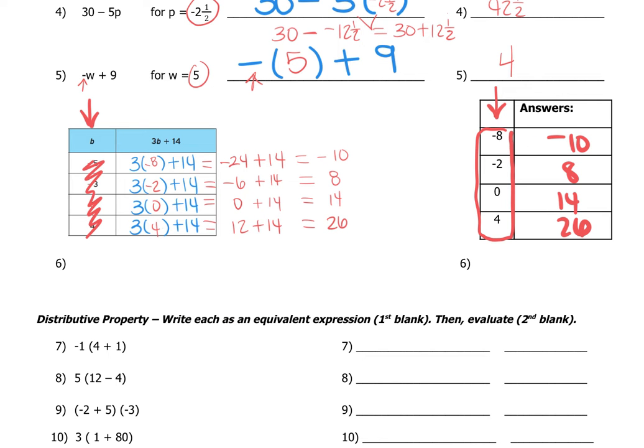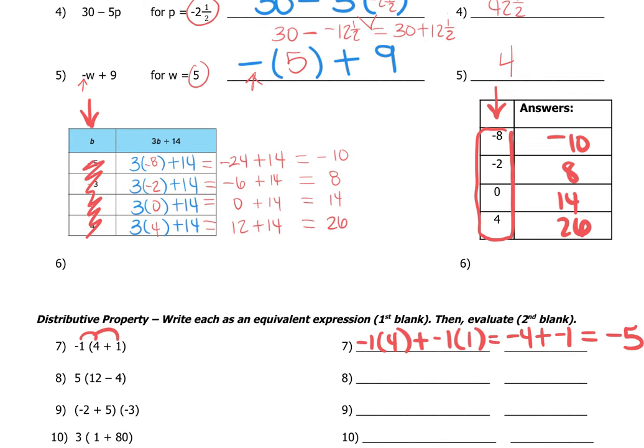The next part of the study guide is using the distributive property. So we want to put our work in the first blank and our final answer in the second blank. So for number 7, we want to distribute a -1. So it'll be -1 times 4 plus -1 times 1. So when we actually multiply those together, that'll give us -4 plus -1. So the answer is -5.